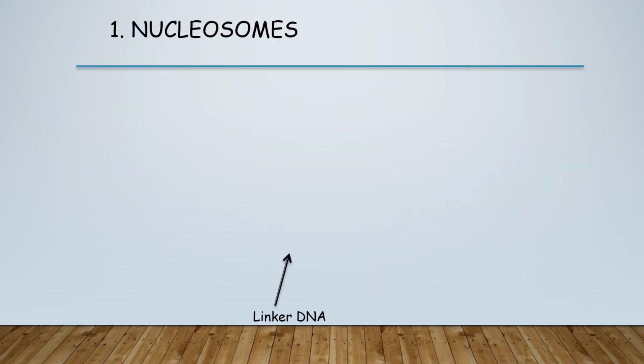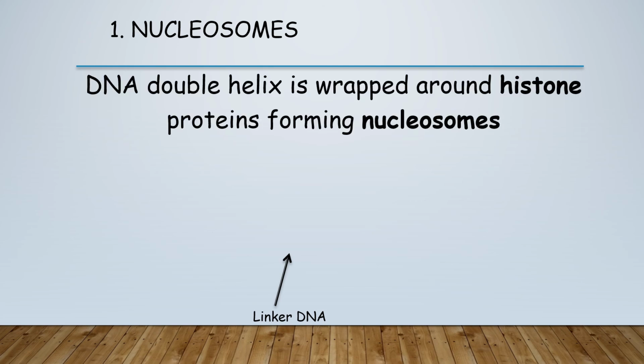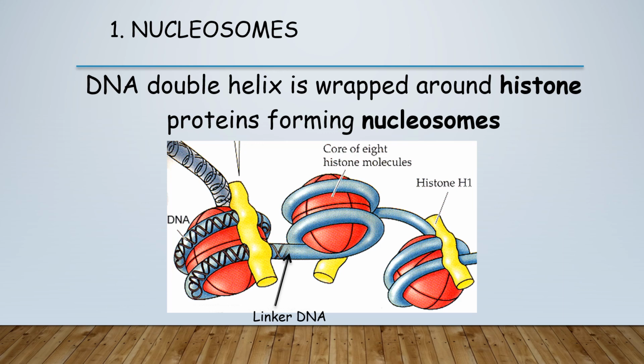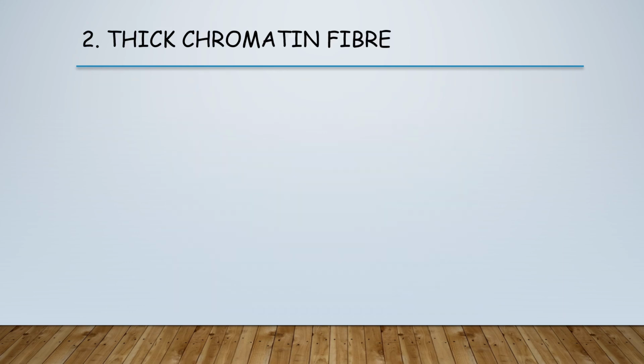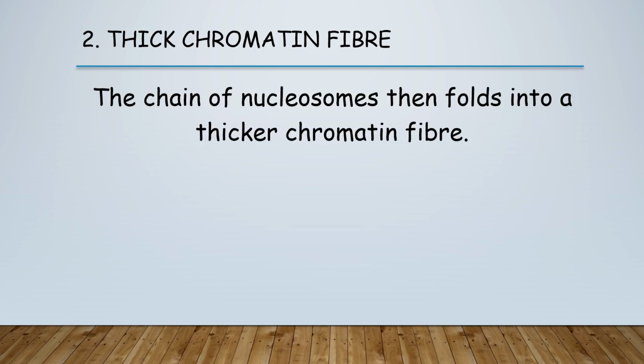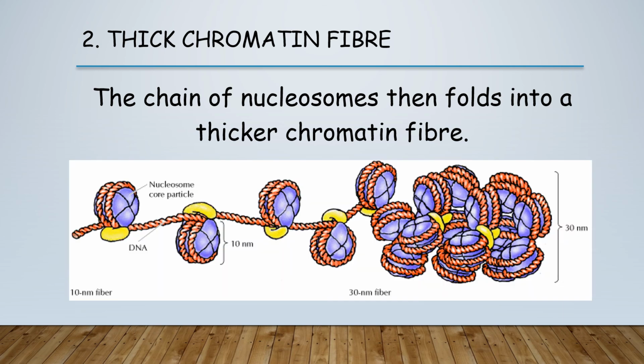So the first stage of this supercoiling is known as nucleosomes. The DNA double helix is wrapped around proteins called histones. That then forms a nucleosome. So DNA and a histone produces a nucleosome. The next stage is then a thick chromatin fiber. The chain of nucleosomes then fold again to form this thick chromatin fiber. You can start to see this supercoiling idea, a coil upon a coil upon a coil.